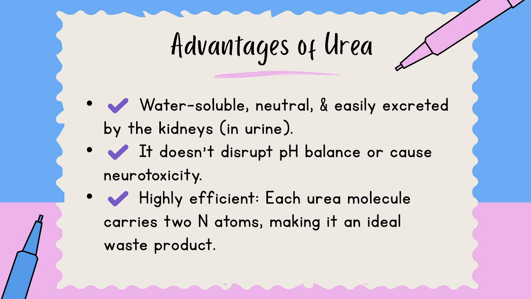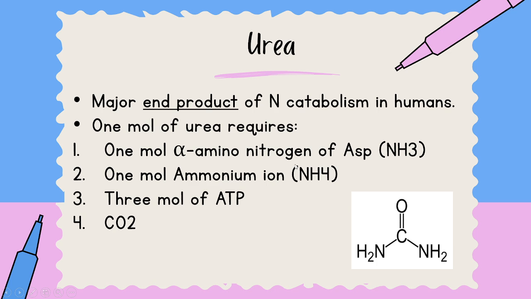Ammonia itself has one nitrogen atom, but urea has two nitrogen atoms, and at the same time it is non-toxic and water soluble. That makes it an ideal molecule for detoxification of the N-nitrogen of amino acids. Urea is a major end product of the catabolism of the N-nitrogen of amino acids in humans. For formation of 1 mole of urea, the requirements are 1 mole of alpha-amino nitrogen of aspartate, NH3, 1 mole of ammonium ion, NH4, 3 moles of ATP and carbon dioxide.